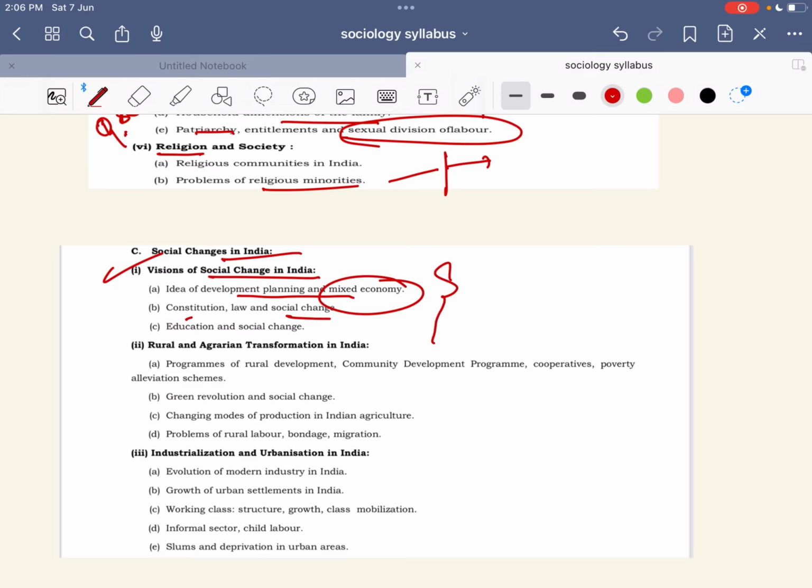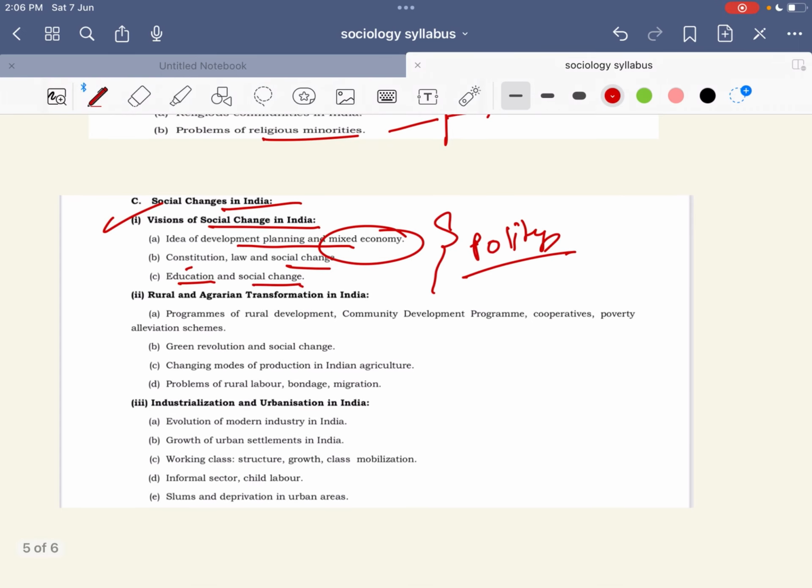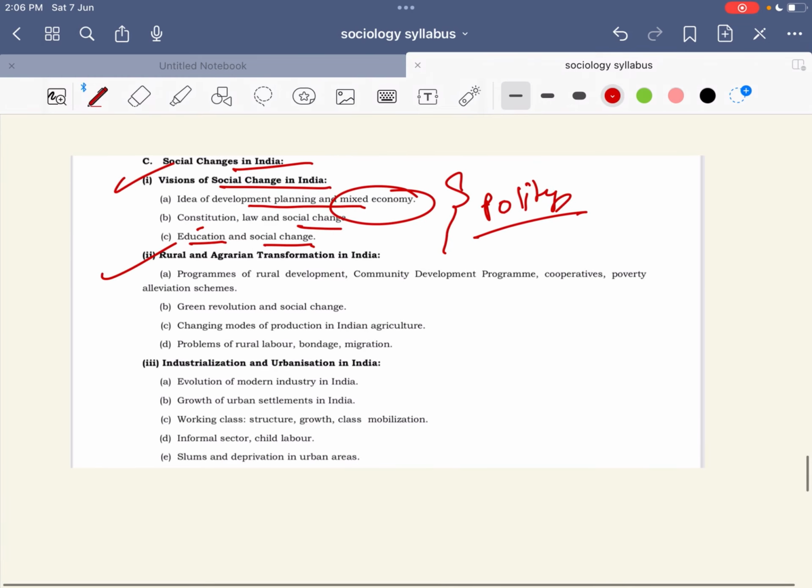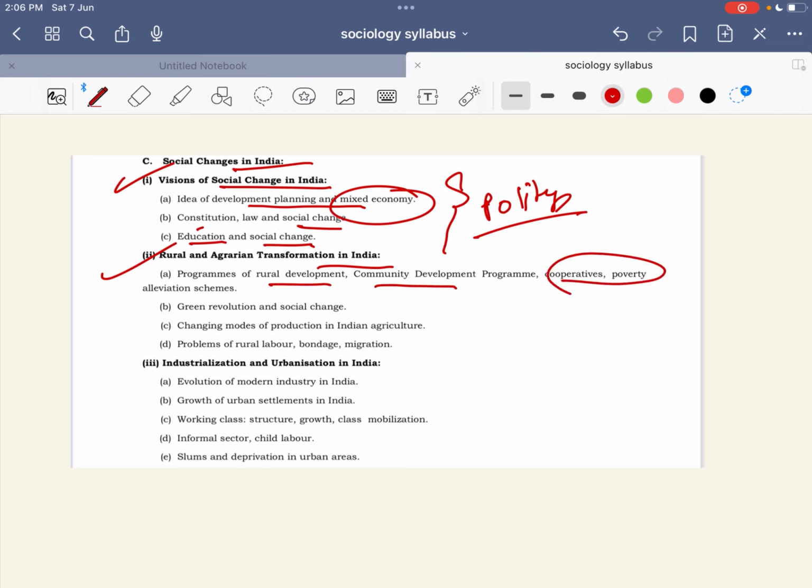Constitution, law and social change. See, earlier we saw the connection of sociology with the modern and colonial. That portion is included there. Now we see polity, how polity is now in action. Constitution, law and social change. Education and social change. Education as a topic is mentioned in paper 1 also and paper 2 also. And then there is agrarian transformation in India. Programs for rural development, community development, cooperatives, poverty alleviation schemes.